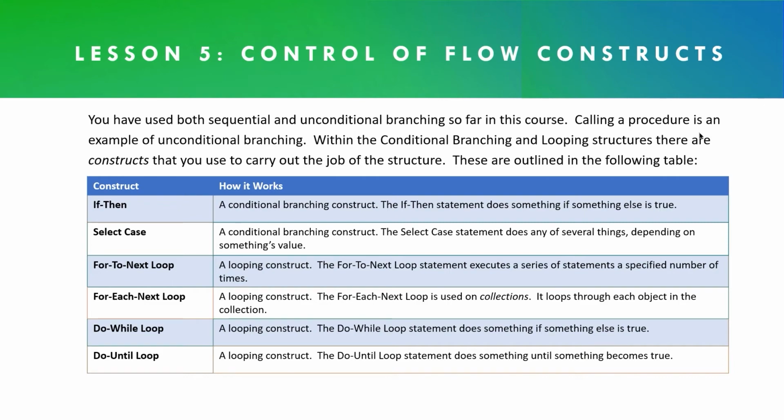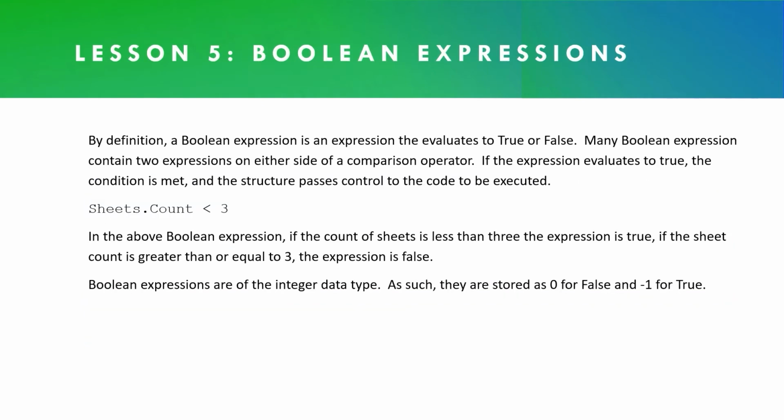Within the conditional branching and looping structures, there are constructs that you use to carry out the job of the structure. So we're going to focus on our conditional branching right now. We'll revisit this slide later to go over our looping structures. But within your conditional branching, there are two different constructs: if-then and select case. The if-then statement does something if something is true. Your select case statement does any of several things depending on something's value. And we're going to focus right now on our if-then constructs.